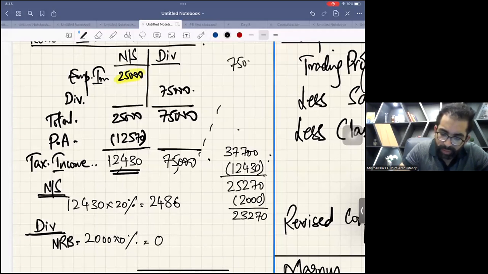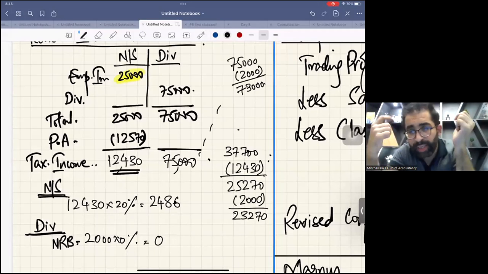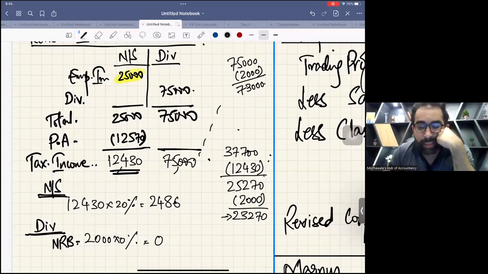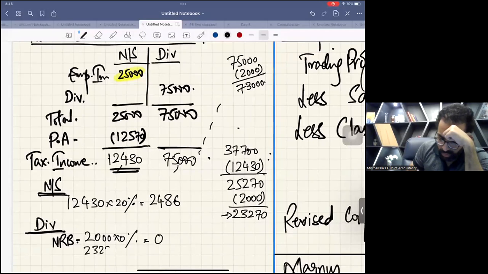Out of this 75,000 dividend income, we have computed tax on 2,000. So the remaining dividend income is 73,000. You pick this 73,000 and knock the door of this remaining capacity. 73,000 is a bigger amount and this 23,270 is a smaller amount, so you will grab the remaining band. 23,270 times 7.5% is 1,745.25.